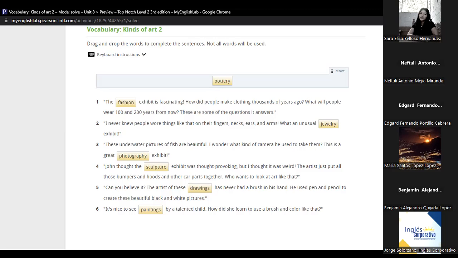Number 1. The fashion exhibit is fascinating. How did people make clothing thousands of years ago? What will people wear 100 and 200 years from now? These are some of the questions it answers. Thank you so much. Number 2. I never knew people wore things like that on their fingers, necks, ears, and arms. What an unusual jewelry exhibit. Perfect. Thank you so much.